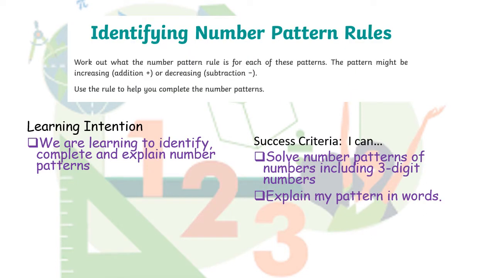So our learning intentions. We are learning to identify, complete and explain number patterns. Now to help us do that, I look at my success criteria and it says solve number patterns of numbers including 3-digit numbers. Yes, we're going to have some 3-digit numbers. Not many, but just a few. And then the second part of my success criteria is to explain my pattern in words.